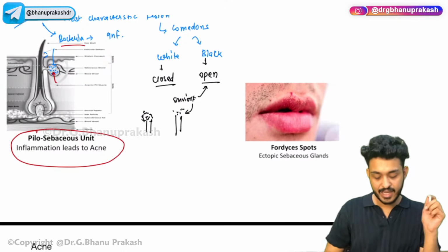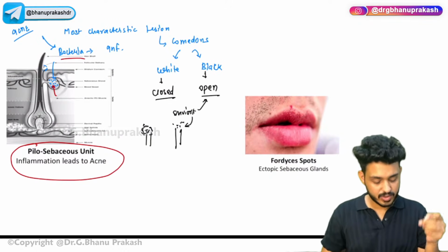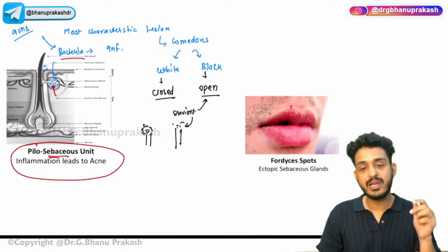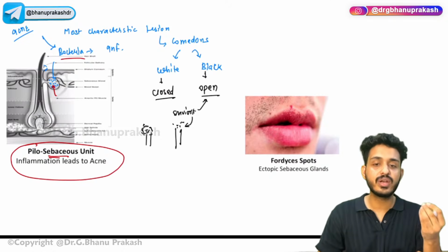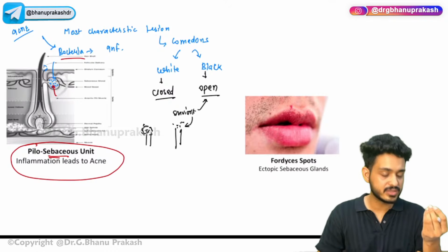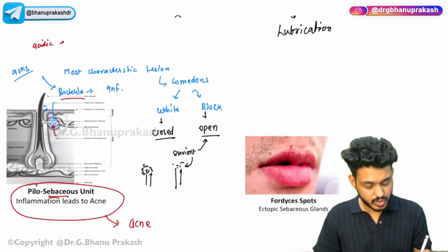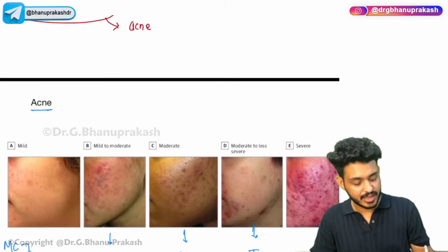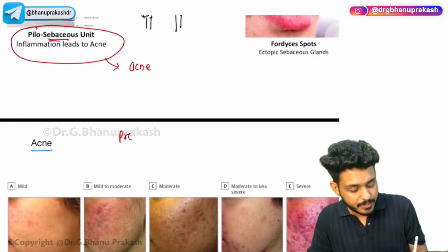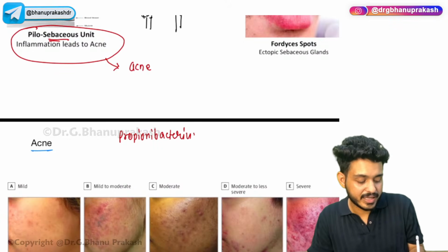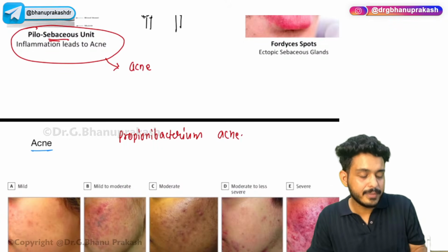I will be telling you about the doses also. If you want, you can ask. So we have the pilosebaceous unit. If there is inflammation of the pilosebaceous unit, that is known as acne. And what is the most common bacteria causing acne? That is nothing but Propionibacterium acnes, or you can call it P. acnes.